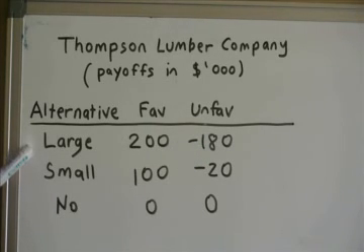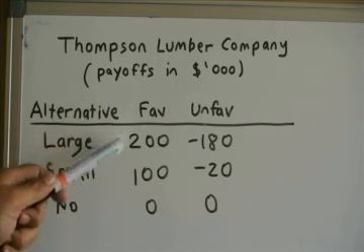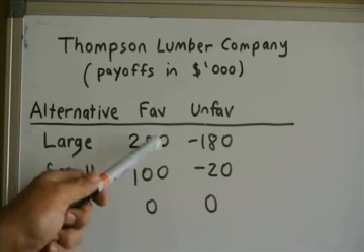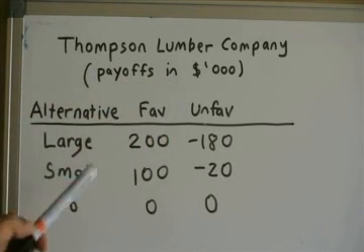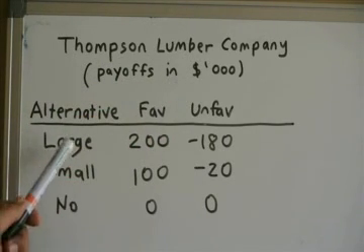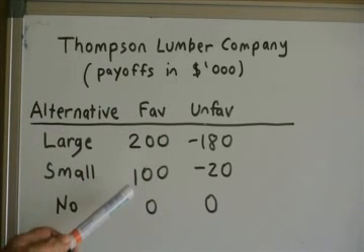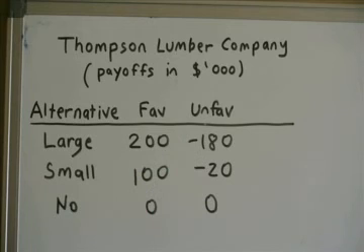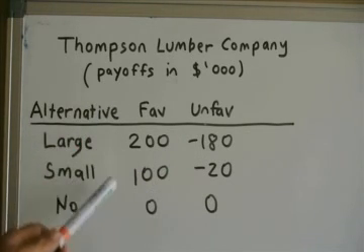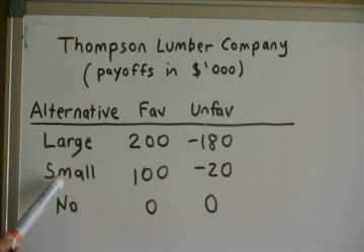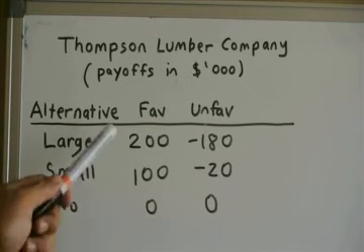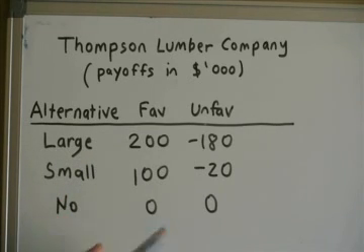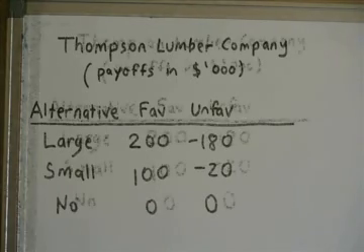So if they build a large plant and market turn out to be favorable, they will get a profit of 200,000 because the payoffs are in thousand. But if they build a large plant and market turn out to be unfavorable, they will lose 180. The negative sign indicates that there is a loss. Small plant, favorable market, profit 100,000. Unfavorable market, lose 20,000. But if they don't build any plant, whether favorable or unfavorable, they will not get anything. So this is called a decision table or a payoff table.